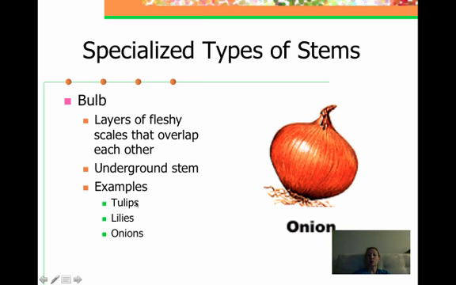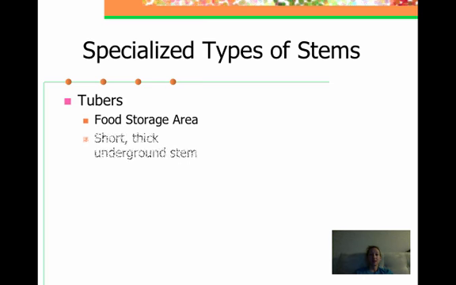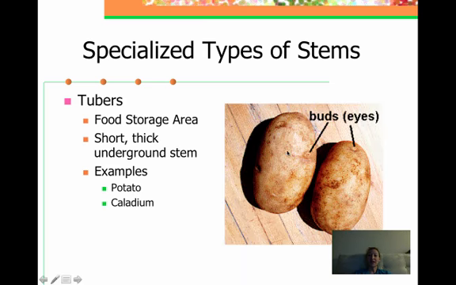Flowers that are bulbs would be tulips and lilies, and that's going to also be layers of fleshy tissue, but these are more like scales, and they overlap each other, and again, they grow underground. A tuber is a potato. A potato is going to be a thick, starchy underground stem, and that's where food is stored. Of course, you know we can eat potatoes, so we're eating stems when we eat all types of these things.